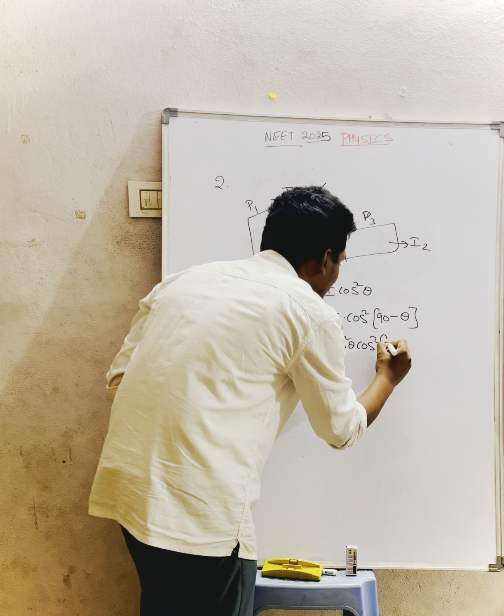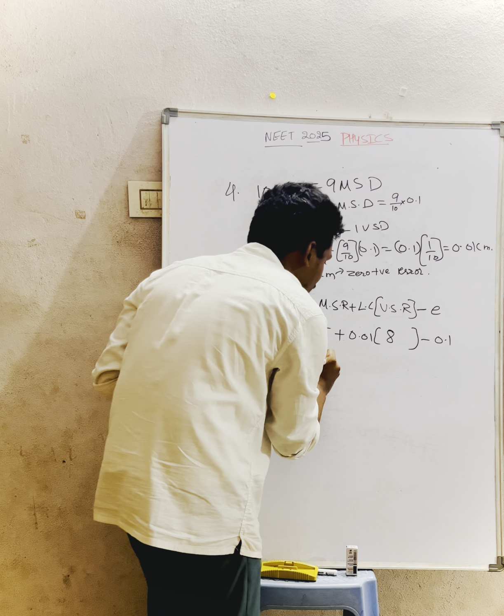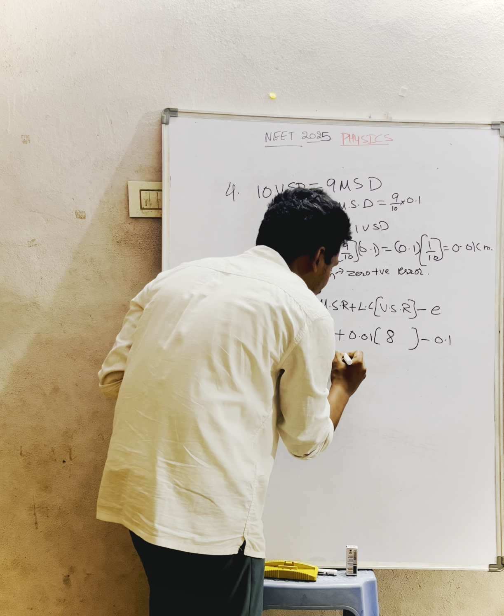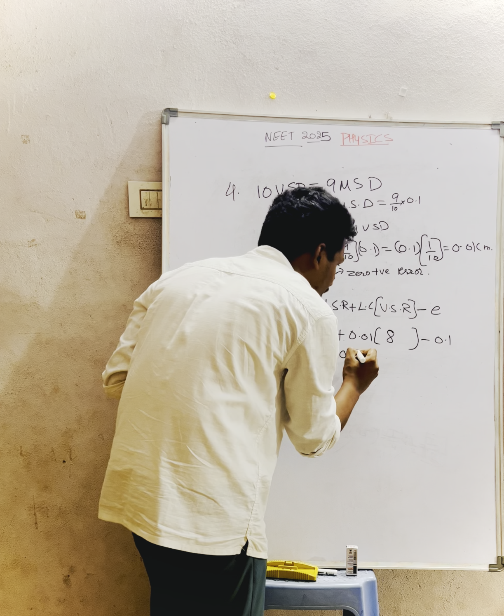So the main scale reading is how much? They have given it as 5 centimeters. 5 plus least count 0.01. Since everything is in centimeters, we need not worry about the units. And the vernier scale reading is given as 8, minus 0.1. So this is 5.08 minus 0.1, which turns out to be 4.9. So this is your final answer. So this is how we solve this question.